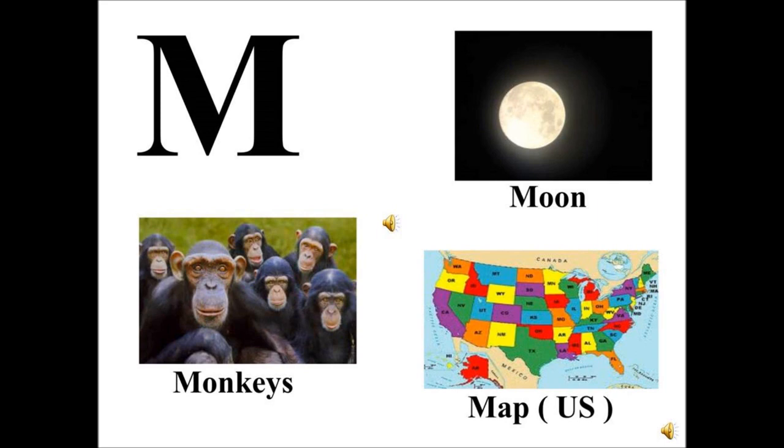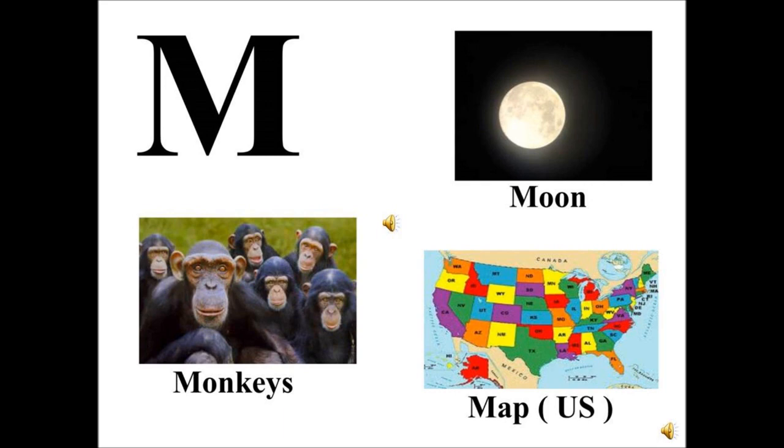What is that alphabet letter? Yes, that's the alphabet letter M. What is the sound for the letter M? M, m, m. These are M words. M, moon. M, monkeys. M, map. Moon. Monkeys. Map. These are M words.